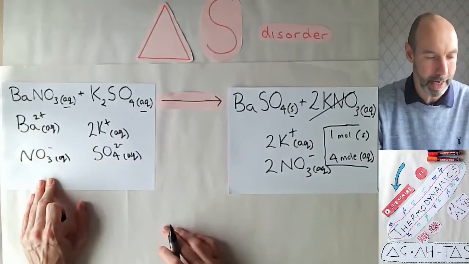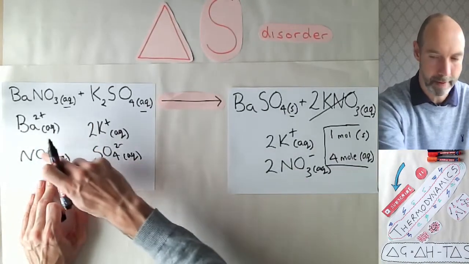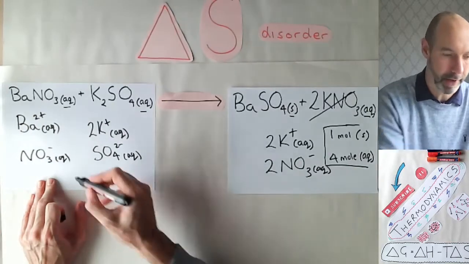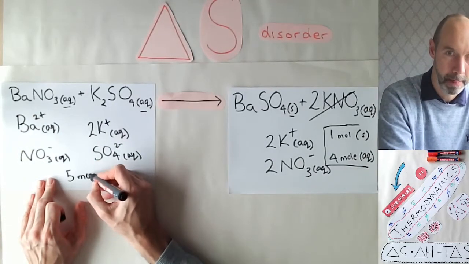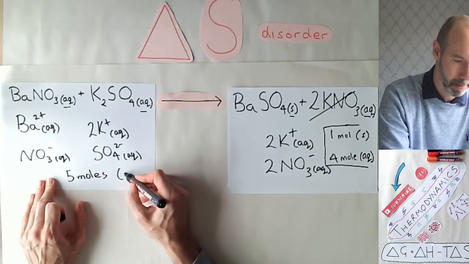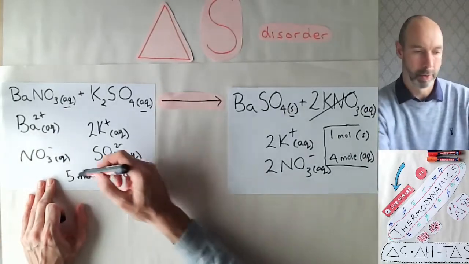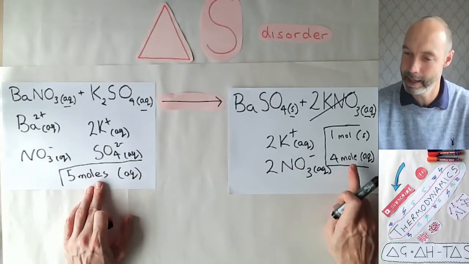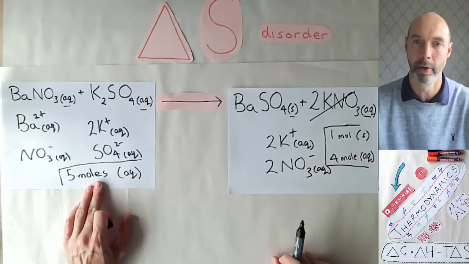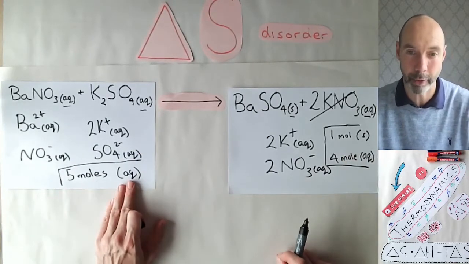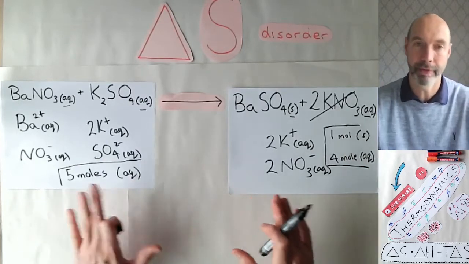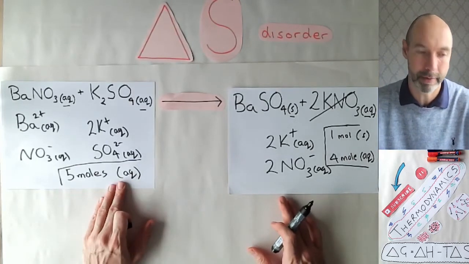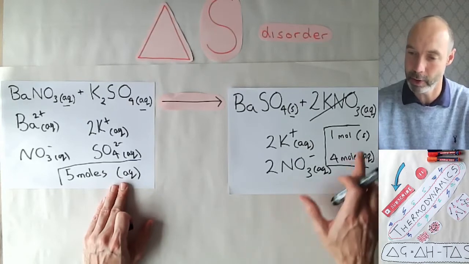So the left hand side contains 1, 2, 3, 4, 5 moles of aqueous. The left hand side is going to be 5 moles of aqueous and the right hand side is 4 moles of aqueous and 1 mole of solid. Remember, aqueous would be in that liquid phase. It's moving around. So aqueous is more disordered than solid.